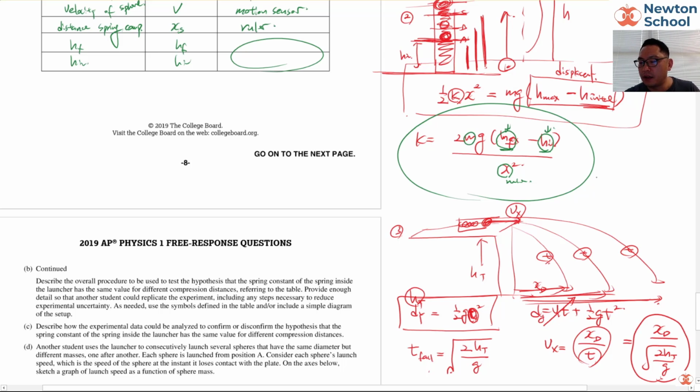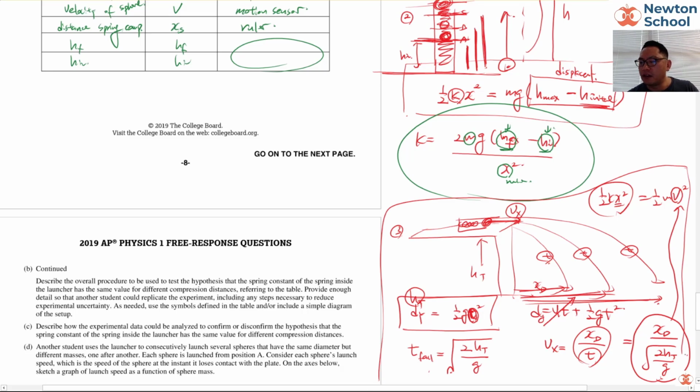Then you can again come up with 1/2 k x squared, which is energy stored in spring, where x is the compression distance you can measure, equals 1/2 m v squared. But instead of using a motion sensor to get this velocity right away, you can actually calculate it like this. But if you use the third method, your calculation gets a lot more complicated, okay?